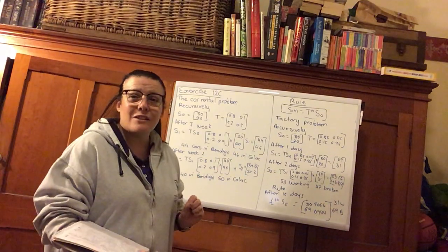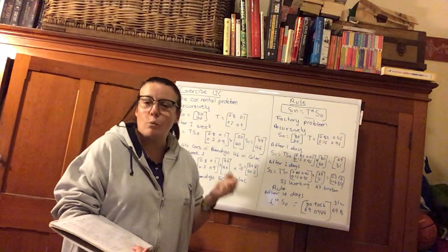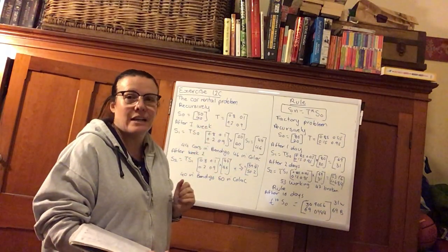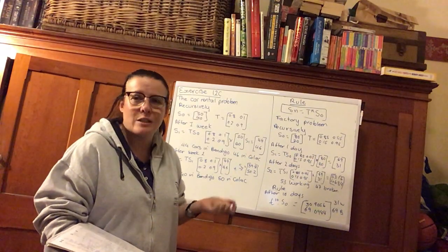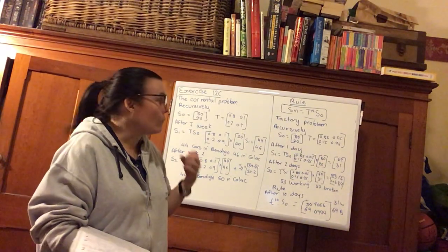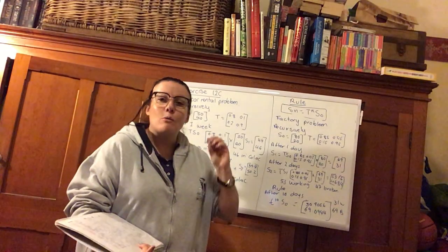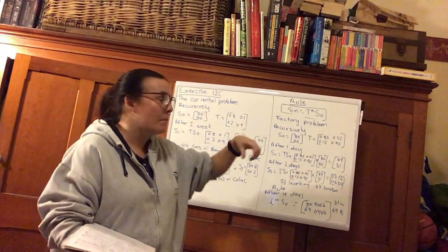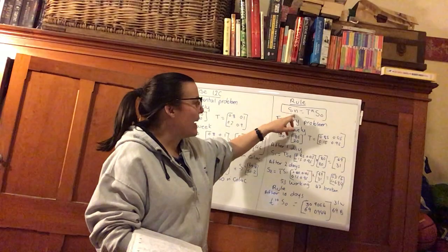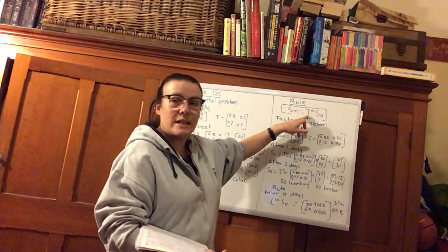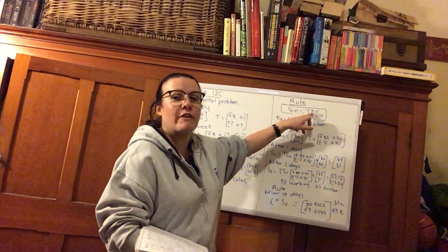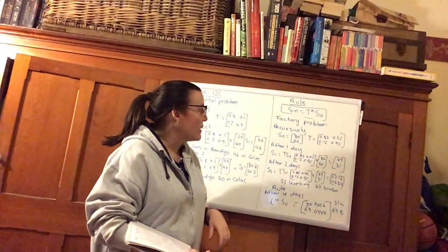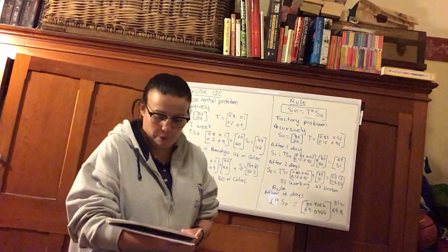That's all good and fine until I want to find, well, what happens after week 10? I don't want to be doing that, one after the other, after the other, after the other. I mean, what if you said to me, well, what happens after week 20? I'd be there all day. So we can use the rule. Now, remember with rules, we have the power of n. So the rule is Sn is equal to the transition matrix raised to the power of n multiplied by the initial state matrix.